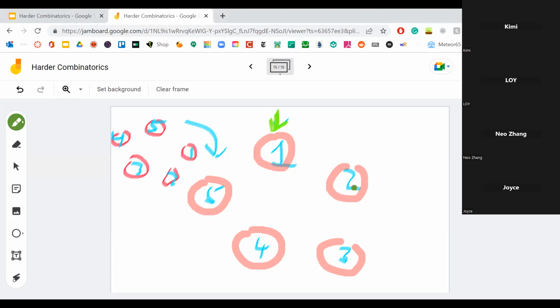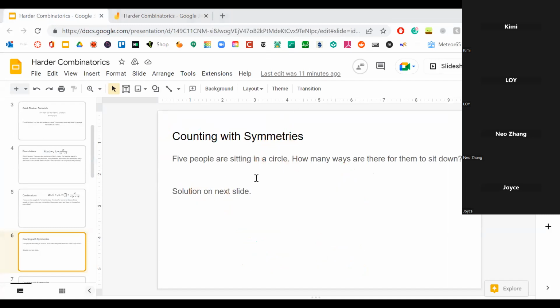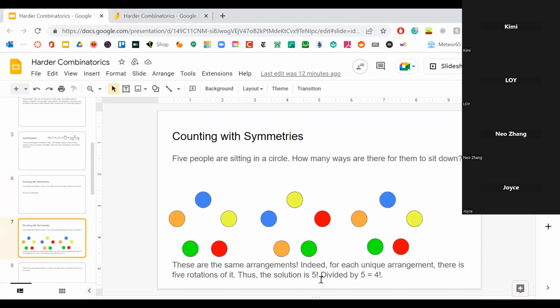As long as we rotate everyone, it's all the same people sitting next to the same people. So we have to divide by 5, right? Because there's 5 spots, there's 5 different rotations. So Kimi, your 5 factorial is right, but we also have to divide by an additional 5 after that. So the answer to this problem, let's go to the next slide, is 5 factorial divided by 5, and this equals 4 factorial.